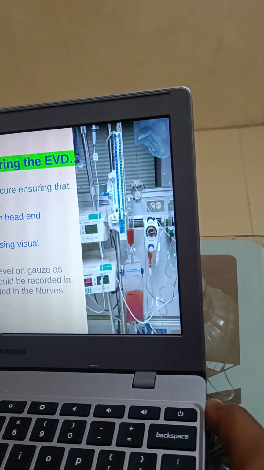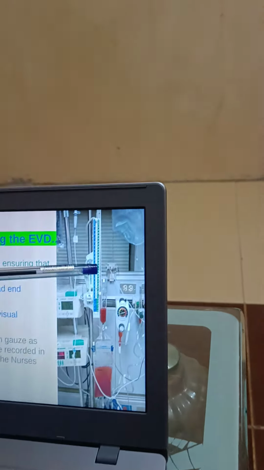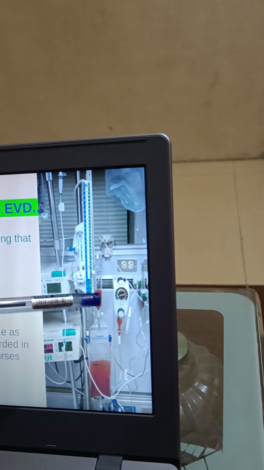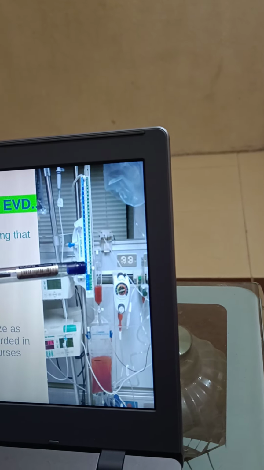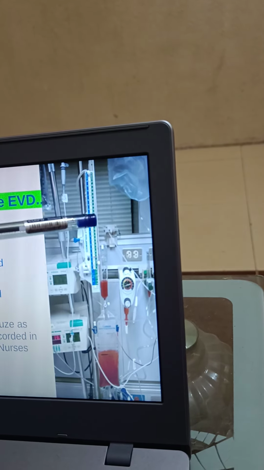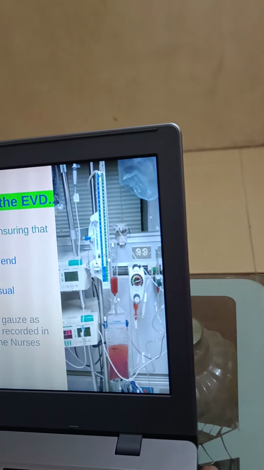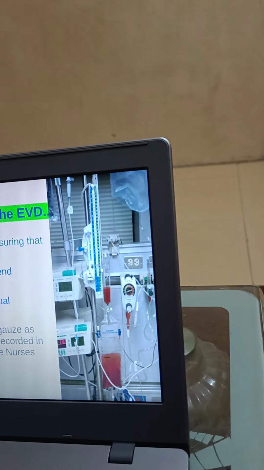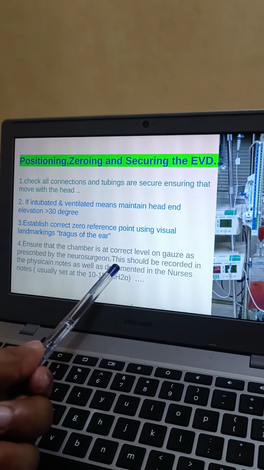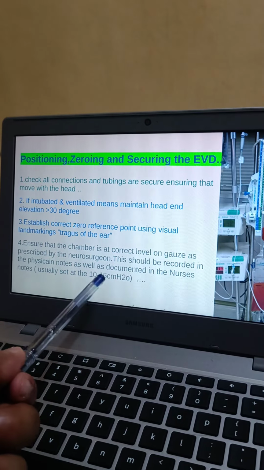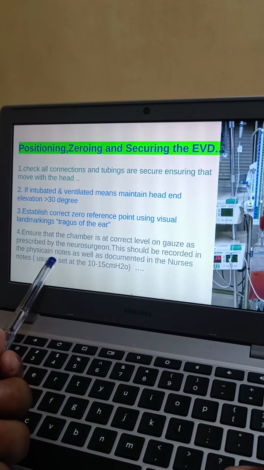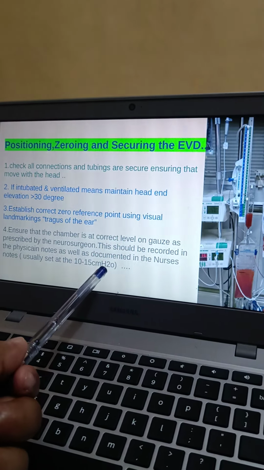Usually for the normal pressure setting, see here, they kept it around 3. You can see because of more output they kept very minimal pressure like that. Usually 5 to 15 is the normal pressure range, and within this range they keep the pressure. When we are taking endorsement, we should see what level they fixed, and what is written in the physician notes, and we should document everything.